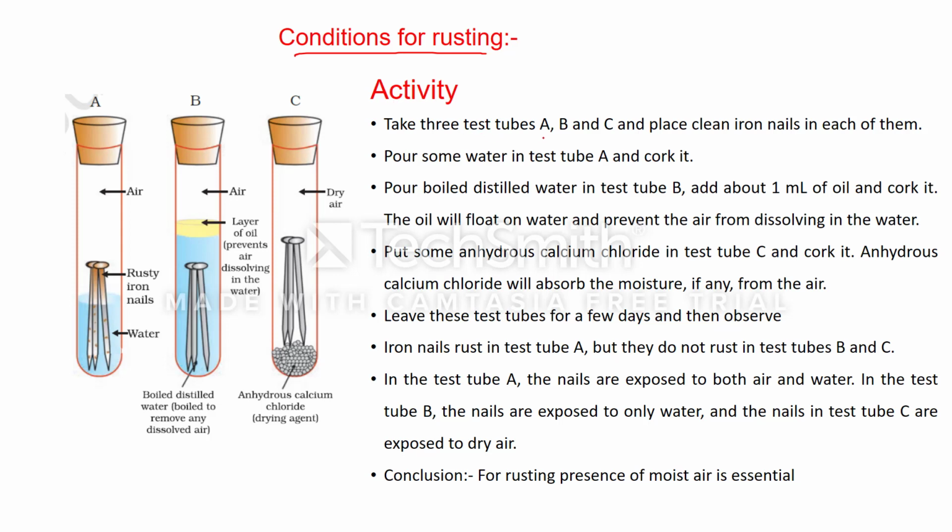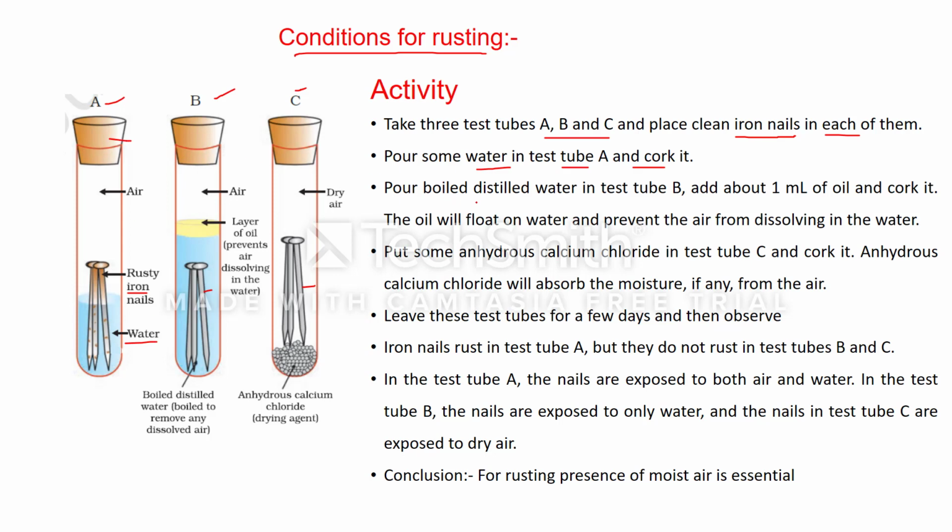Take three test tubes A, B and C and place clean iron nails in each of them. These are the test tubes. This is A, this is B and this is C, and these are the iron nails. In each case iron nails are placed. Pour some water in test tube A and cork it. In this case we added this water and we cork it.